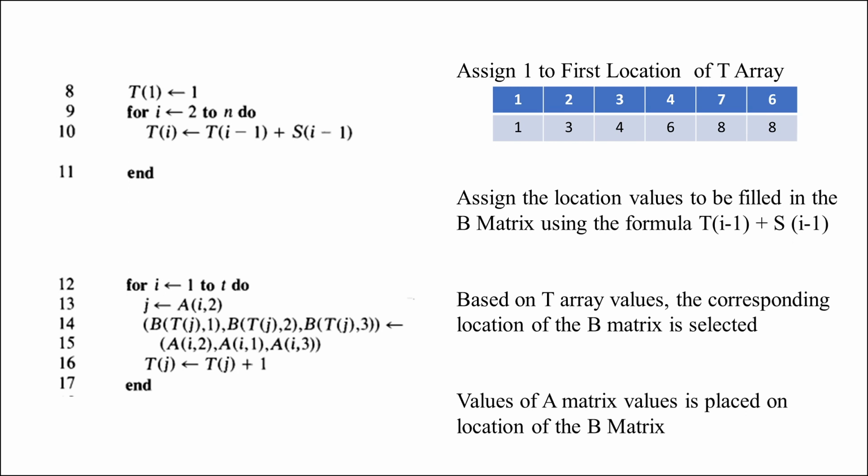Next, moving on to the T array, we'll calculate the location of the B matrix where the transpose has to be filled. In order to do that, the first location of the T array is filled with the value 1. The remaining is calculated by using the formula T of i minus 1 plus S of i minus 1. So based on the T array values, the corresponding location of the B matrix will be selected. So here the below for loop will calculate the location, and the corresponding A matrix values will be moved to the B matrix as specified in the for loop instructions.